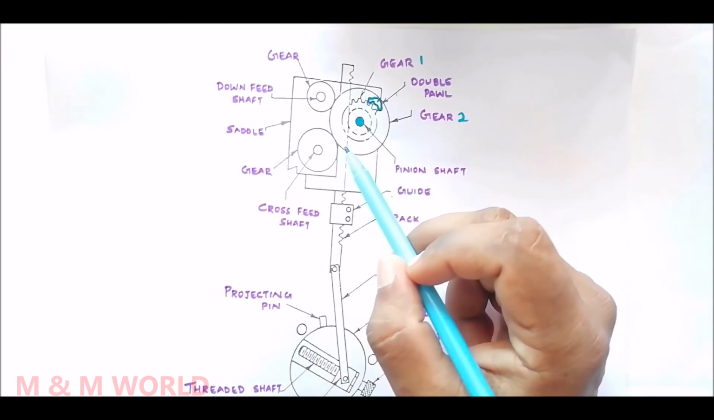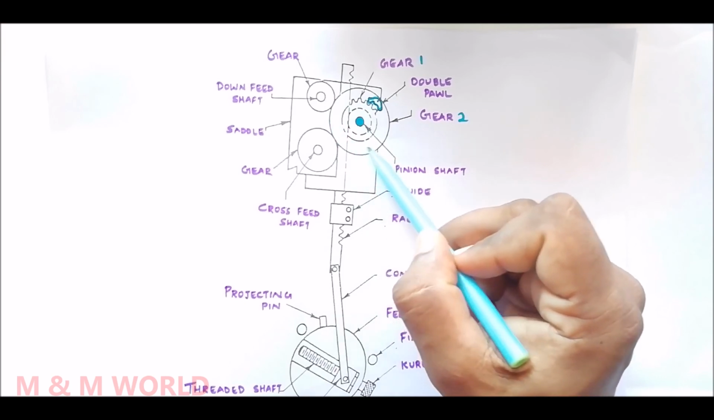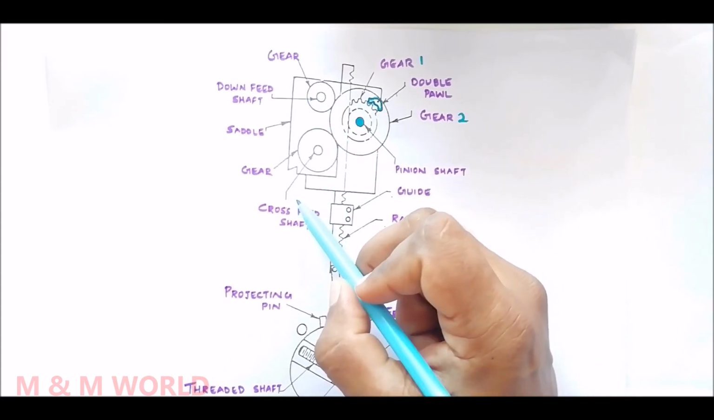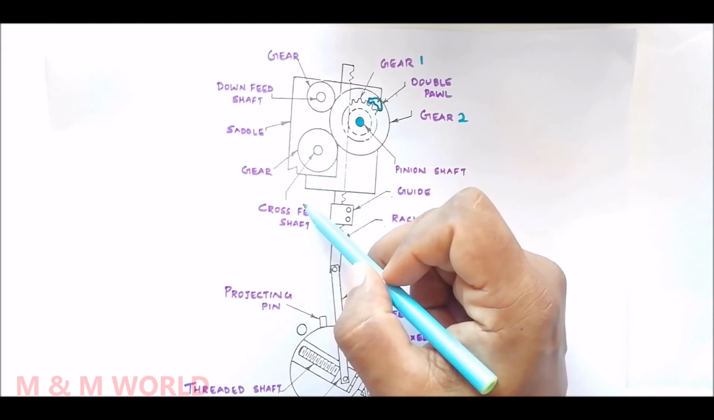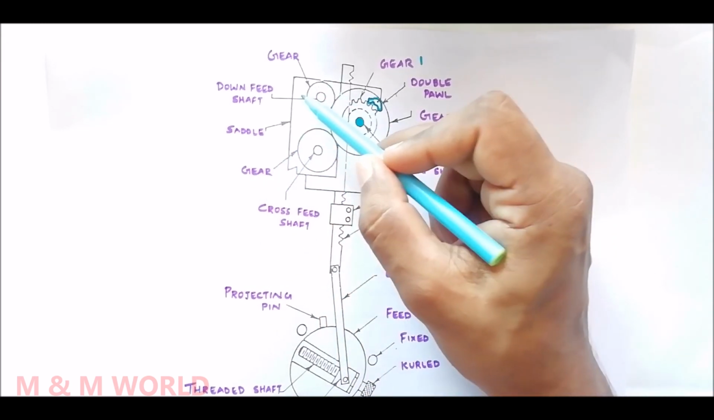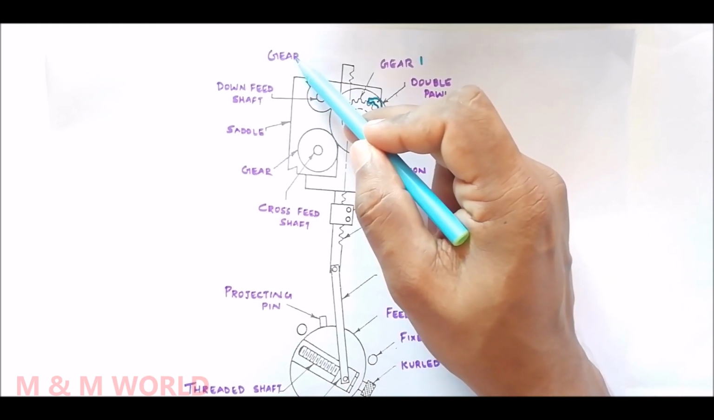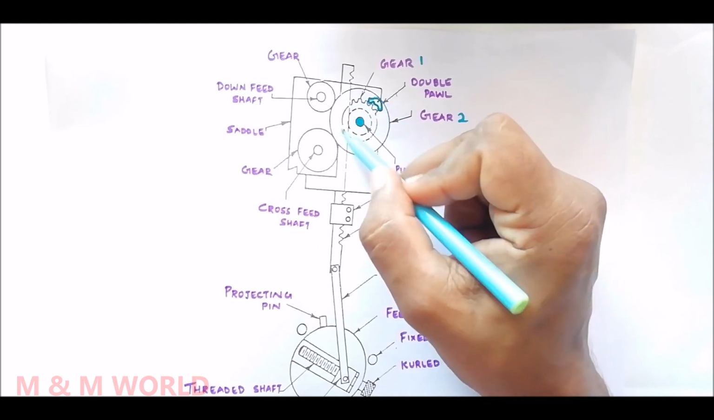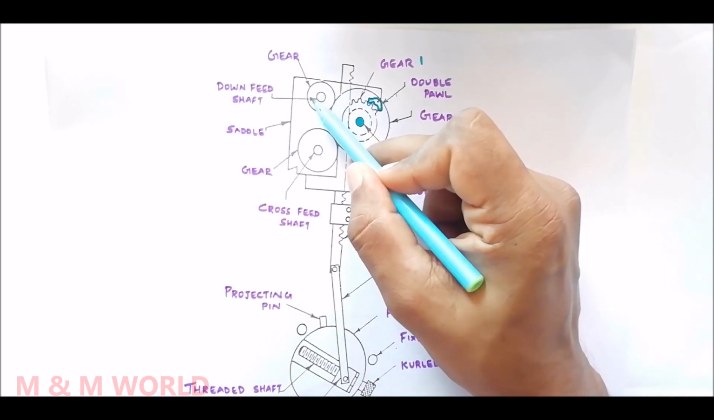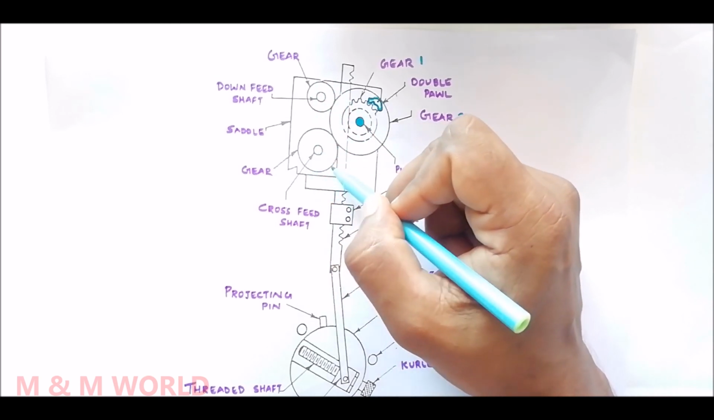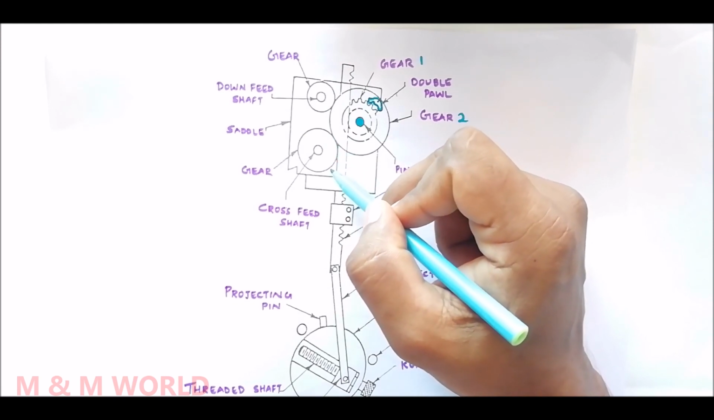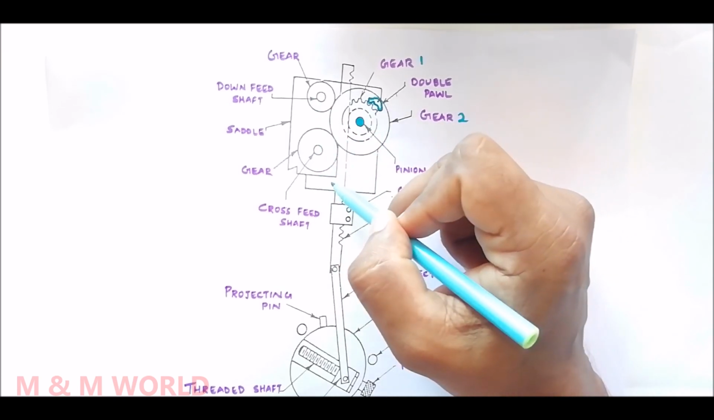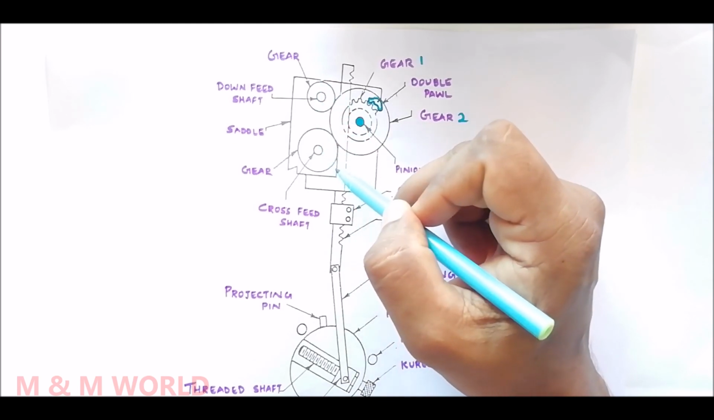Gear 2 is made to mesh with two sliding gears mounted upon two feed shafts. Here you have a cross feed shaft with its cross feed gear, and a down feed shaft with its down feed gear. So gear 2 is in mesh with the down feed gear as well as the cross feed gear. Whenever gear 2 rotates, that motion is transmitted to the gears on the down feed shaft as well as the cross feed shaft. So both these shafts will rotate, and the feed motion is imparted to the tool head by rotating these feeds separately or together.